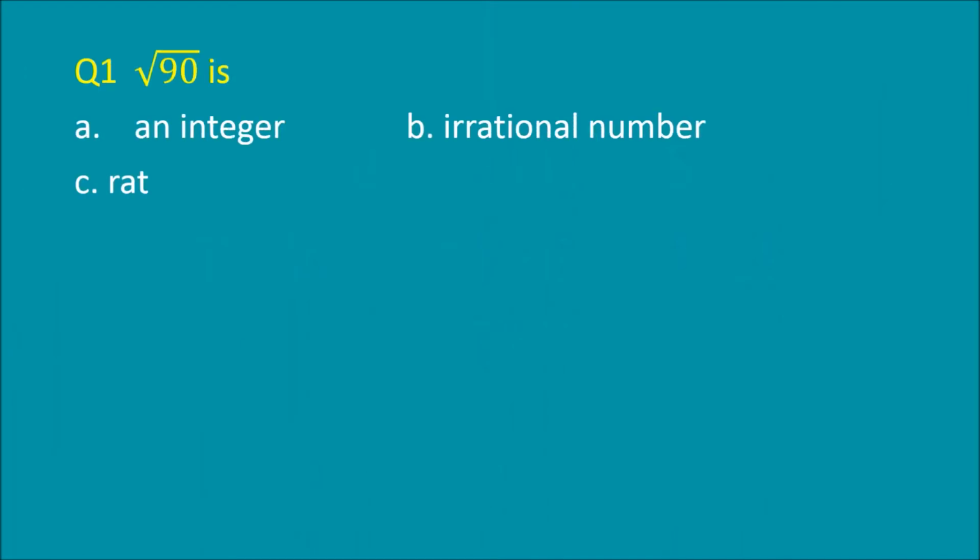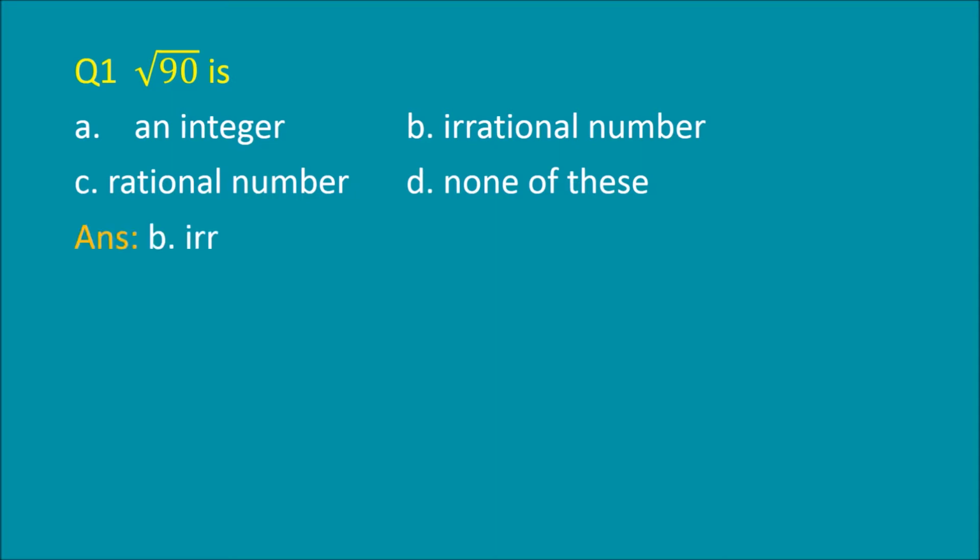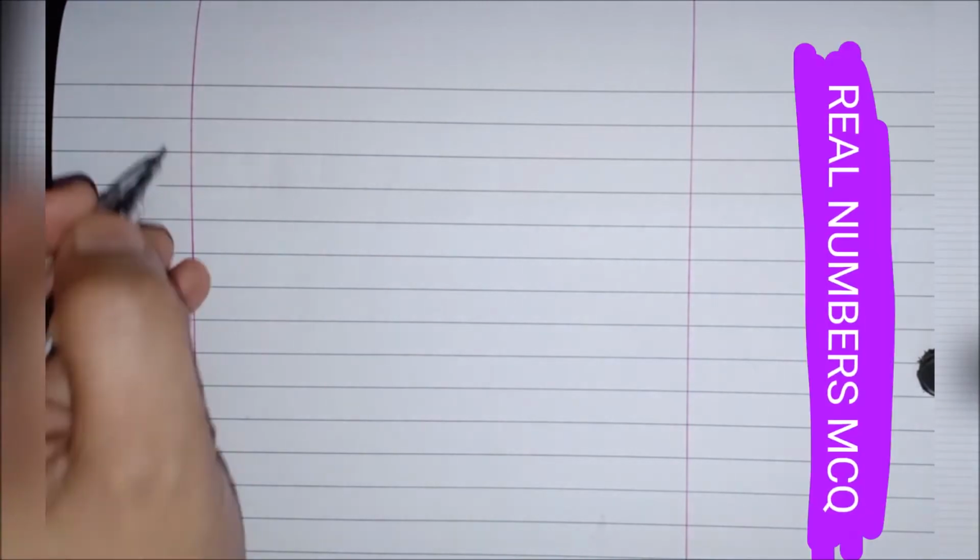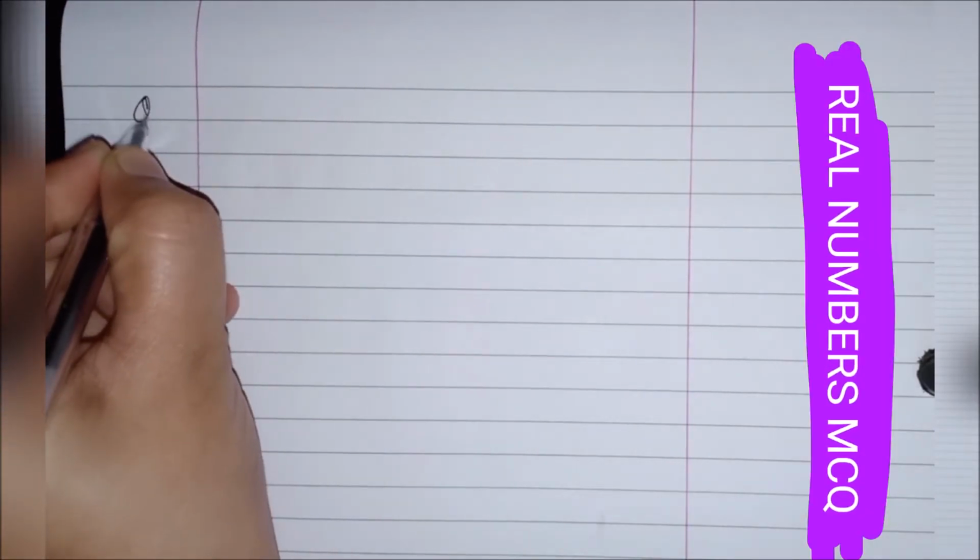The first question is: root 90 is option A integer, B irrational number, C rational number or D none of these. So the correct answer is B, irrational number. Let's begin with the solution.